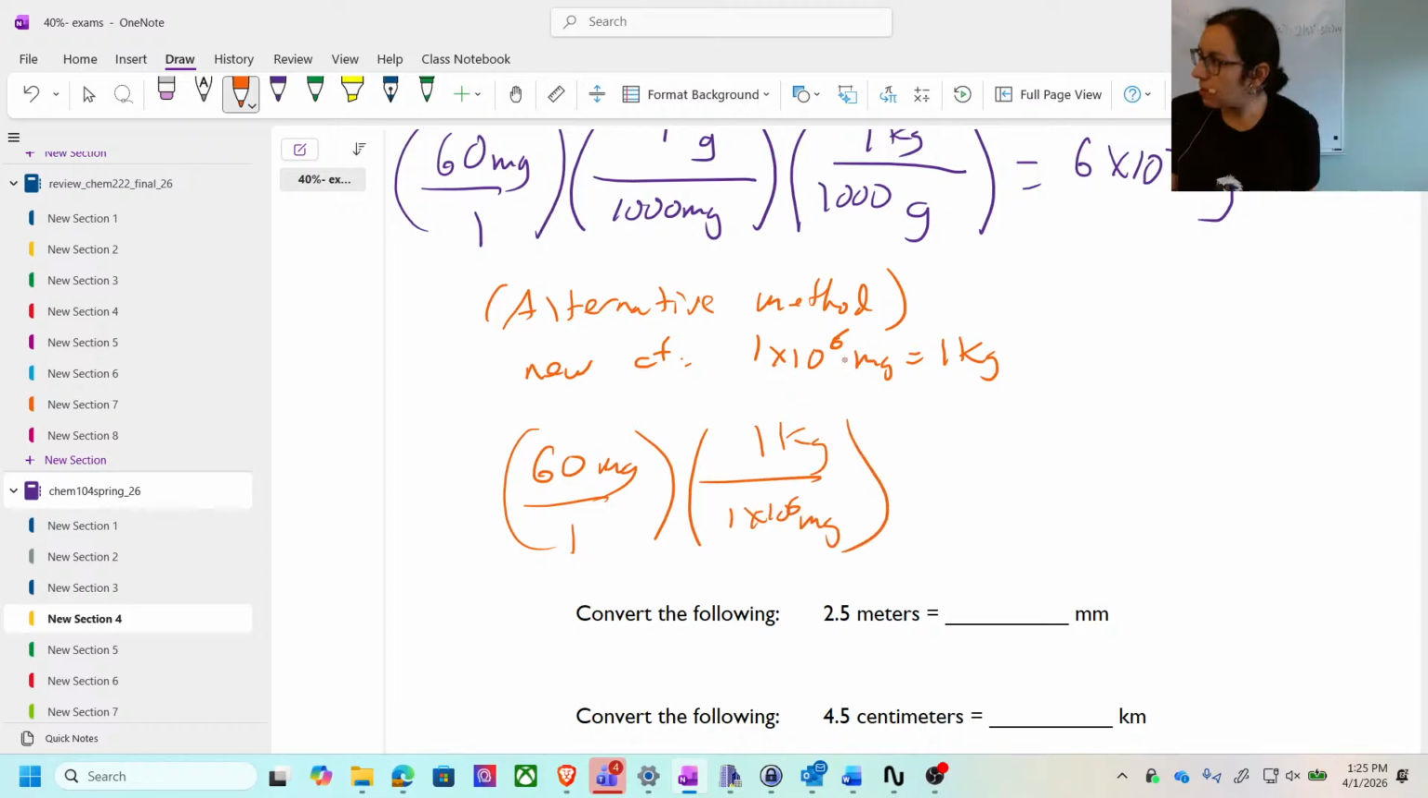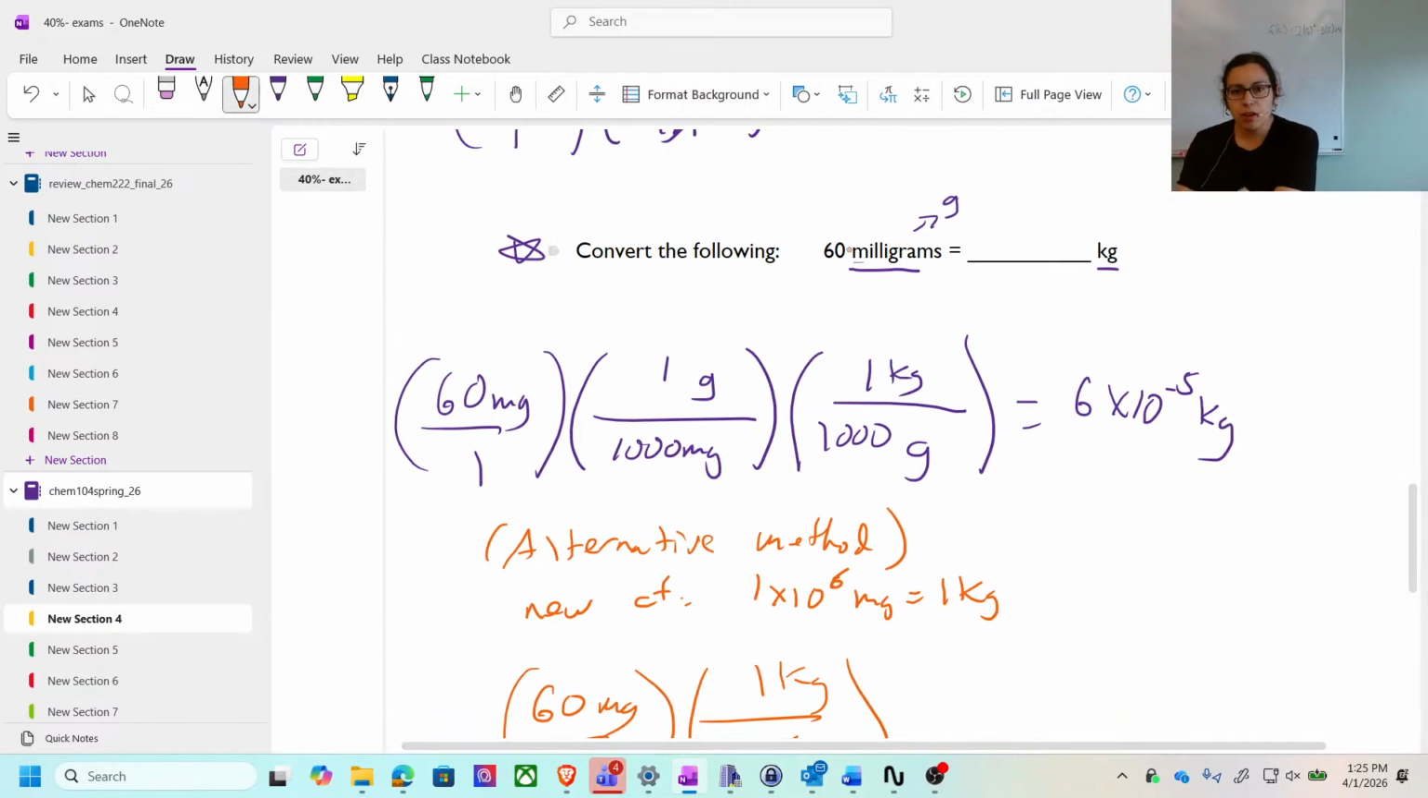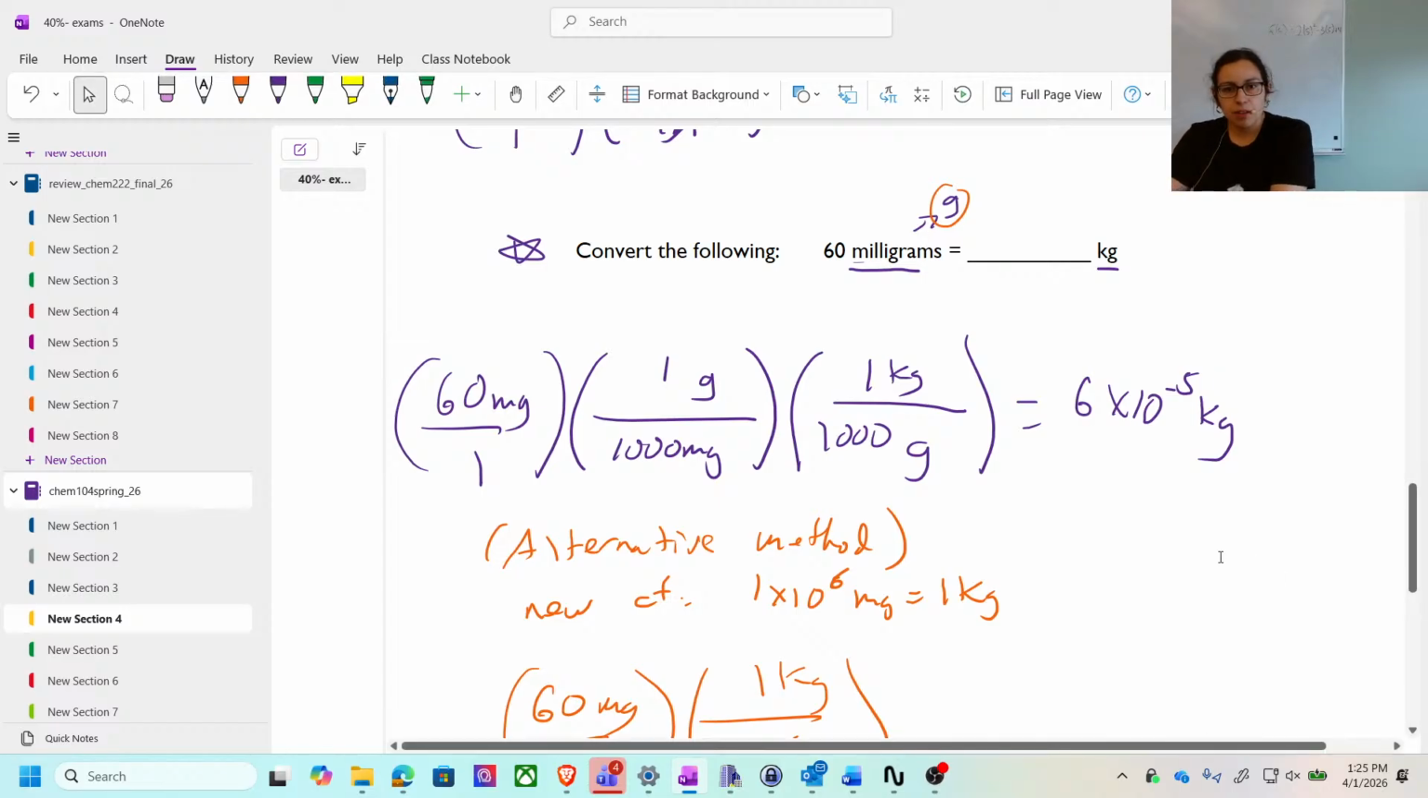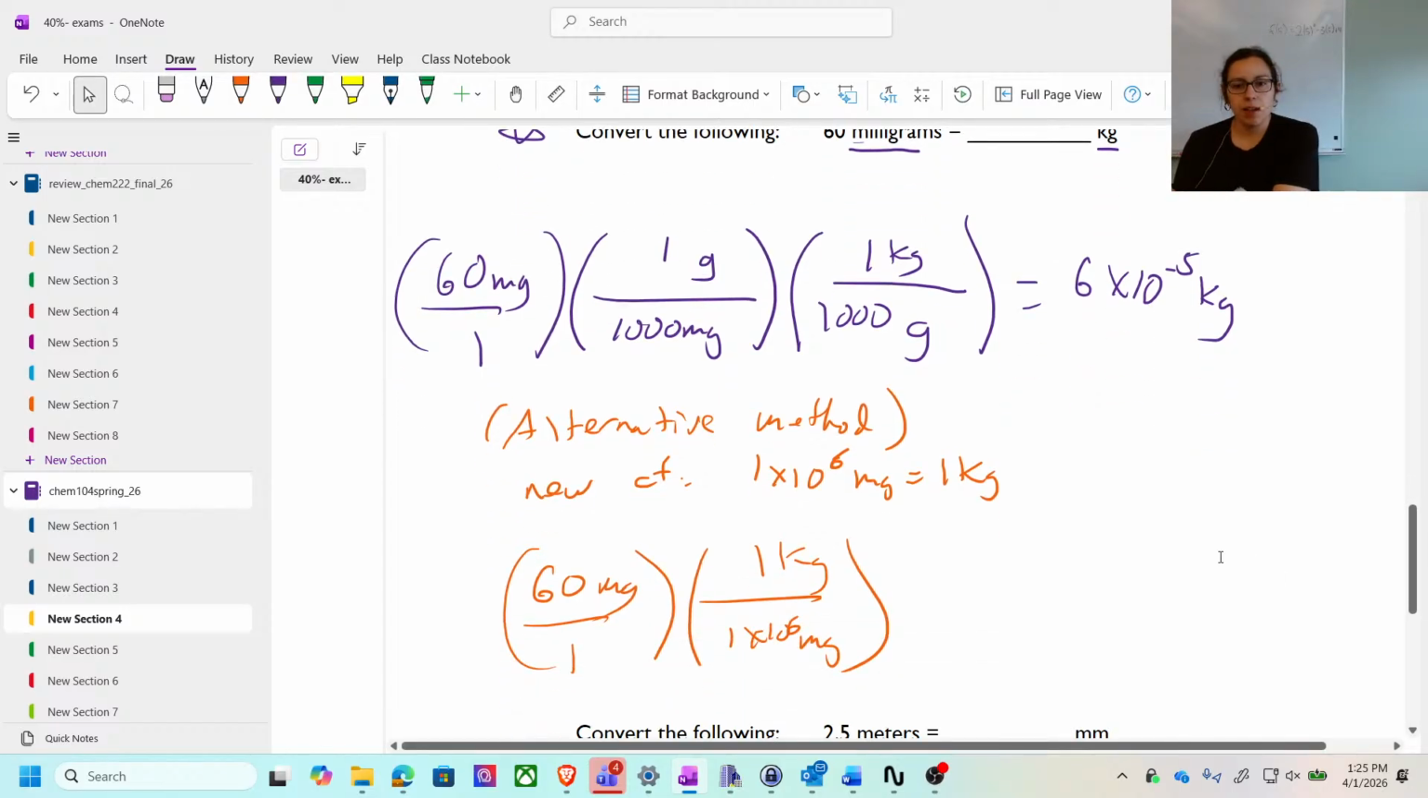But again, if this is confusing to you, don't worry about it. I would stick to the two-step conversion. That's easier, one step at a time. Always go to your base unit as your safe home base.